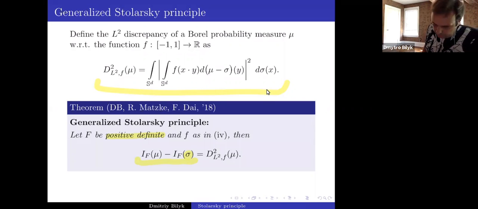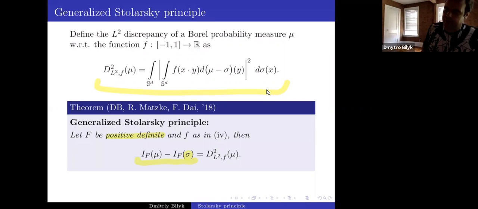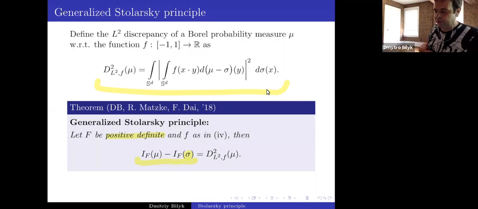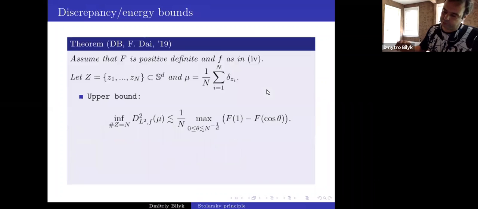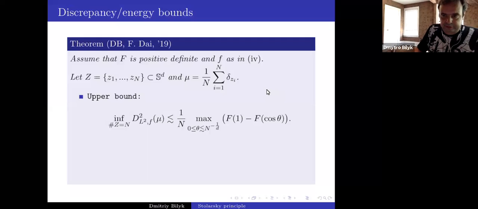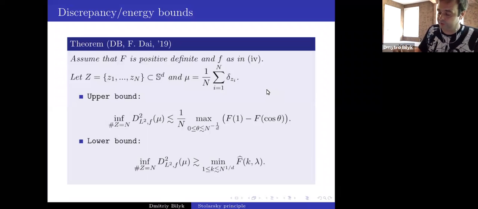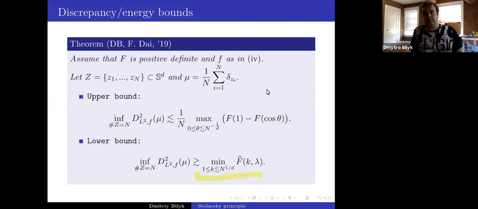This is very general, kind of abstract, but it does allow you to go back and forth between estimates for discrepancy and estimates for energy. For example, it does allow you to prove an upper bound for the optimal discrepancy in terms of the function capital F. And it also allows you to prove lower bounds in terms of the Fourier coefficients of capital F.